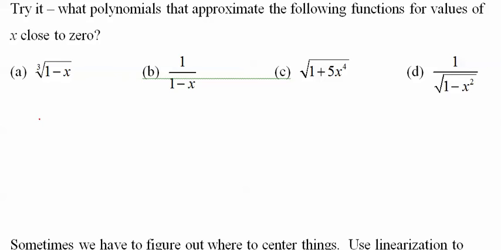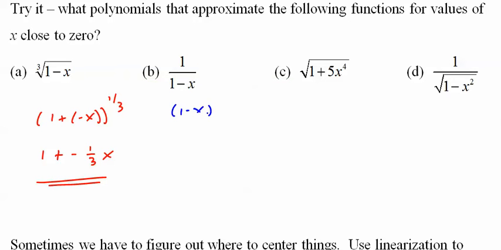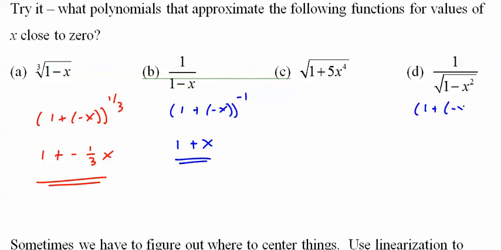Well, we rewrite them. So we've got this one we rewrite as 1 plus negative x to the 1/3, which is 1 plus negative 1/3 x. This one is the same as 1 minus x to the negative first. Always want to write it as plus. 1 plus negative x to the negative first. So this is the same as 1 plus x. This is the same as 1 plus negative x squared to the 1/2. So once we blast it out, 1 minus 1/2.